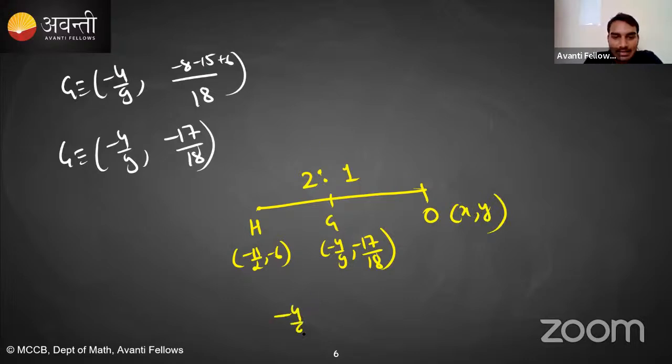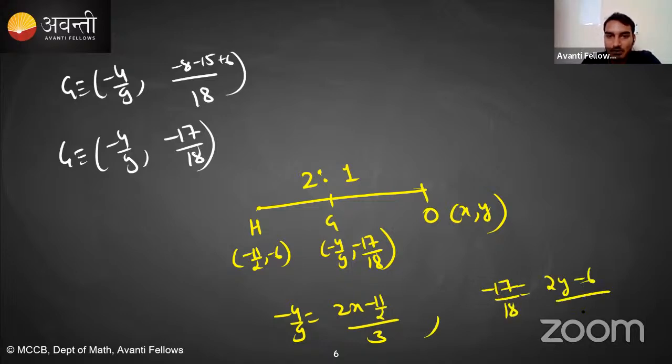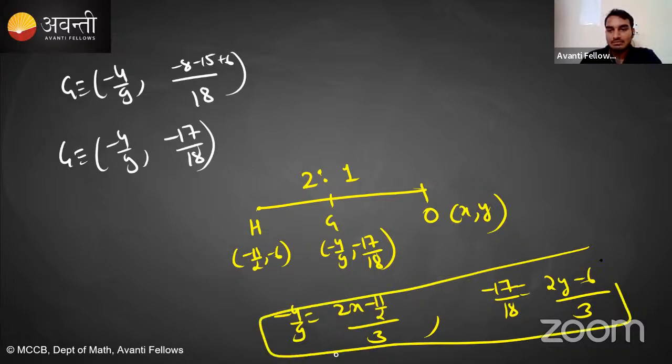So -4 by 9 is equal to (2x - 11/2) upon 3. So get x from here, and -17 upon 18 is nothing but (2y - 6) upon 3. So get your y here. So now you get the orthocenter, circumcenter. Is this clear, students? Solve this and get your circumcenter.